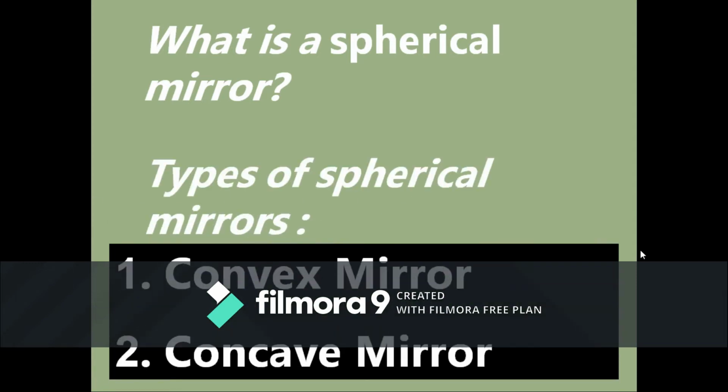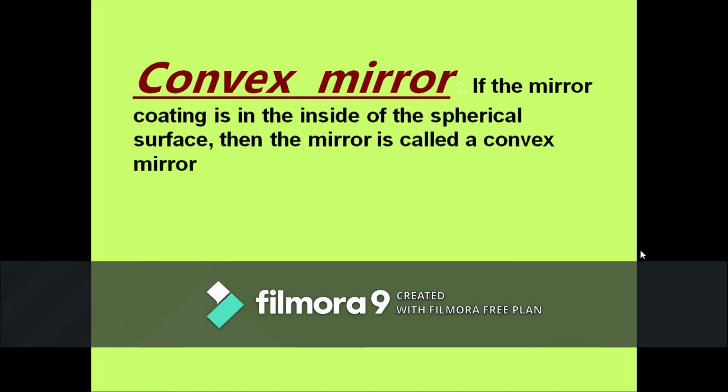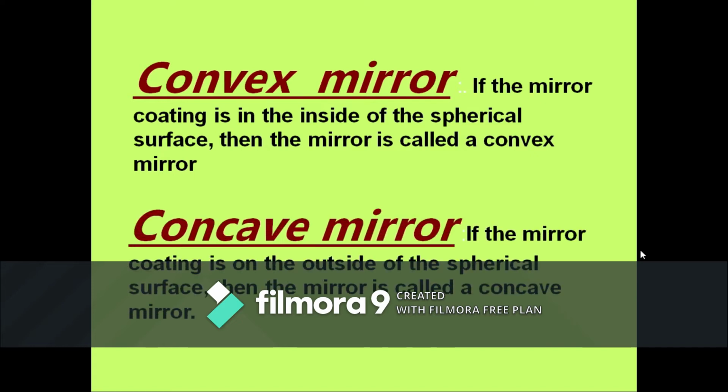There are two types of spherical mirrors. The first one is convex mirror and the second one is concave mirror. Convex mirror: if the mirror coating is in the inside of the spherical mirror, then the mirror is called a convex mirror. You'll see the diagram in the next slides. A concave mirror is a mirror whose reflecting side is on the outside of the spherical mirror.